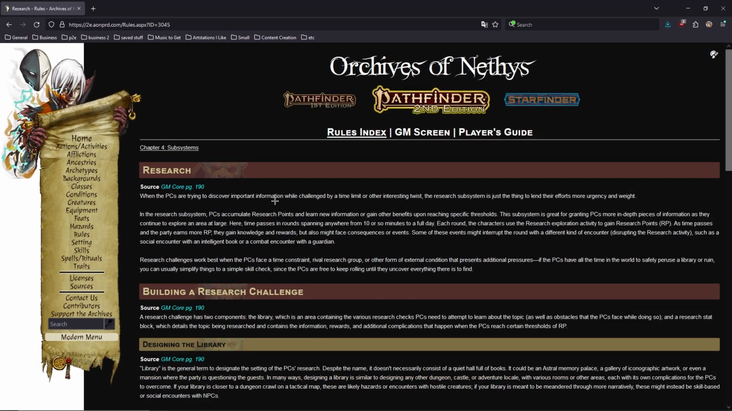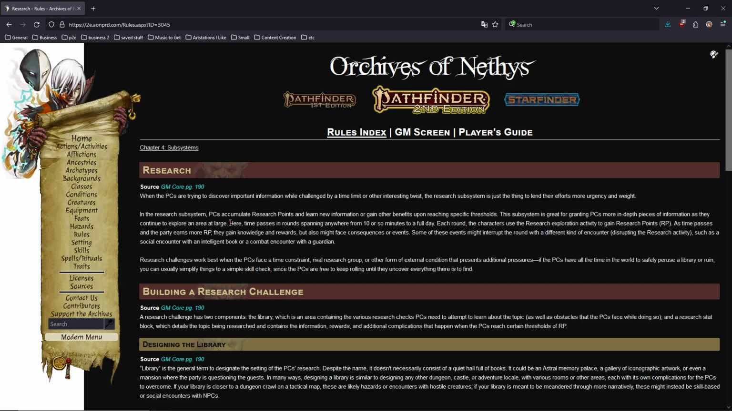of the rules. The general idea behind the research subsystem is that you utilize it when the PCs are trying to discover important information while challenged by a time limit or other interesting twist. I don't necessarily think that this means that there has to be some kind of limiter, but it is important to ensure that the players aren't just sitting around rolling checks until they pass a threshold with no kind of pressure to continue onwards or chance of failure. As always, you never want that kind of engagement with your players.